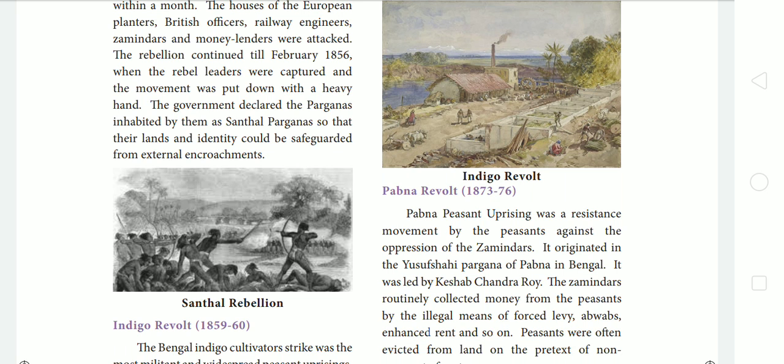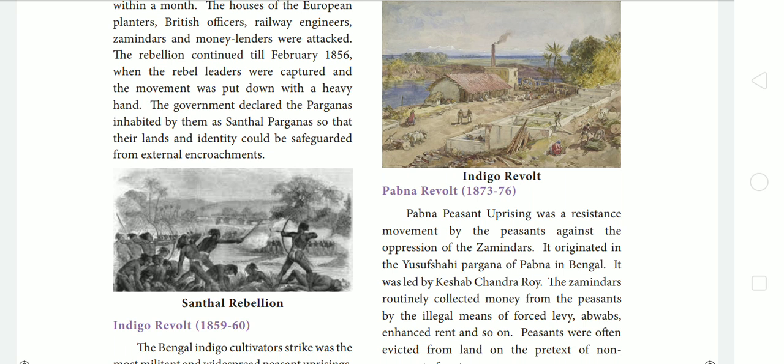Okay, so during the Santal rebellion, the rebels, those who participated in the rebellion, attacked the houses of European planters, British officers, railway engineers, zamindars and the moneylenders. This rebellion continued till February 1856 and came to an end when the rebel leaders were captured by the British.